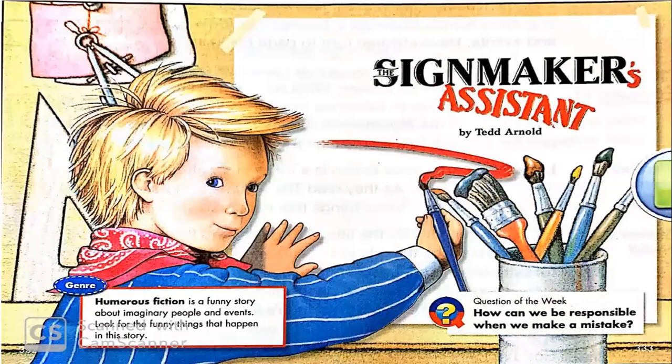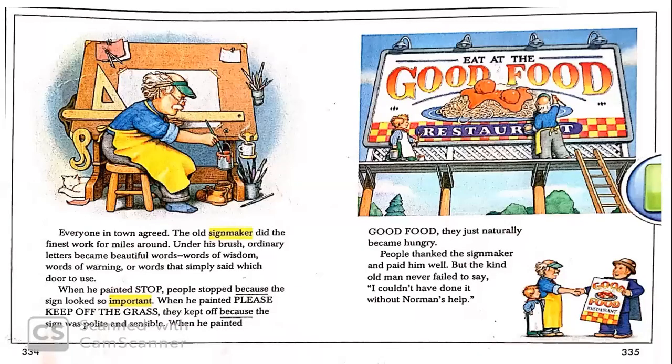Okay, now let's explain the first 4 pages. I will explain for you. The first page illustrates the importance of the sign maker's job, that he makes the ordinary letters beautiful words of wisdom or words of warning.